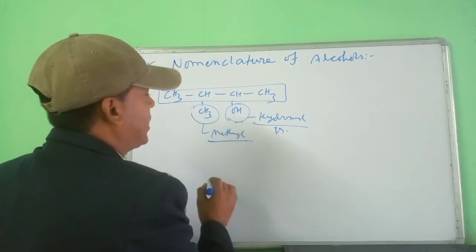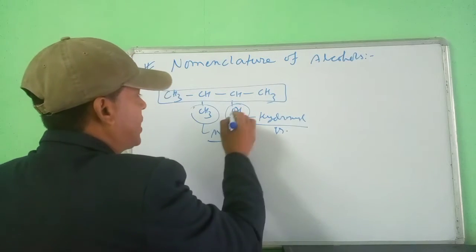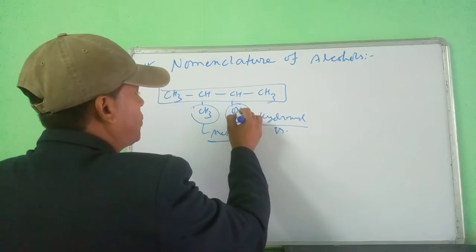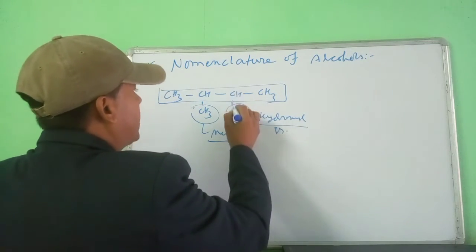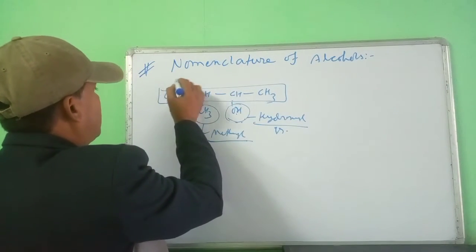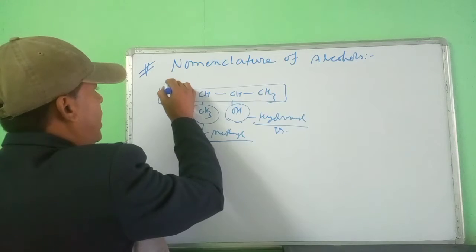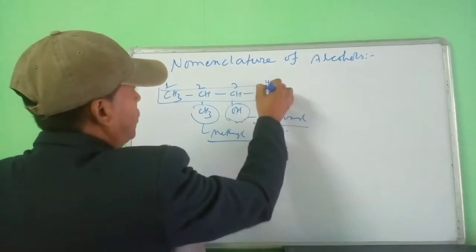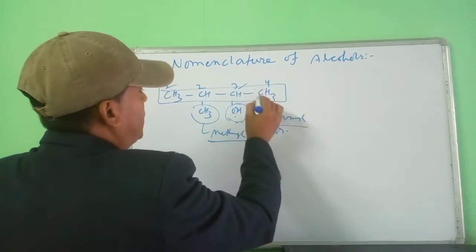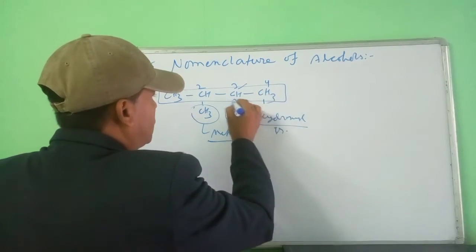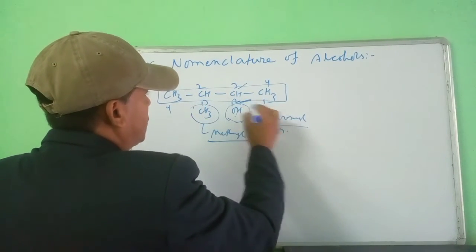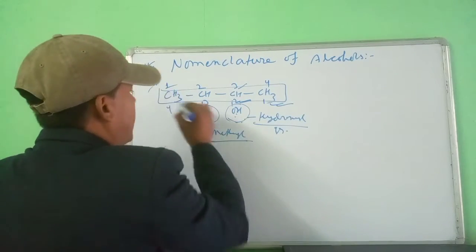Now numbering the carbon atoms, we have to focus: the functional group bonded to the parent chain should get the lowest possible number. Let's check. Numbering left to right 1, 2, 3, 4, the position of the OH is 3. But numbering right to left 1, 2, 3, 4, the OH is at the second position only. So right to left is the correct way.